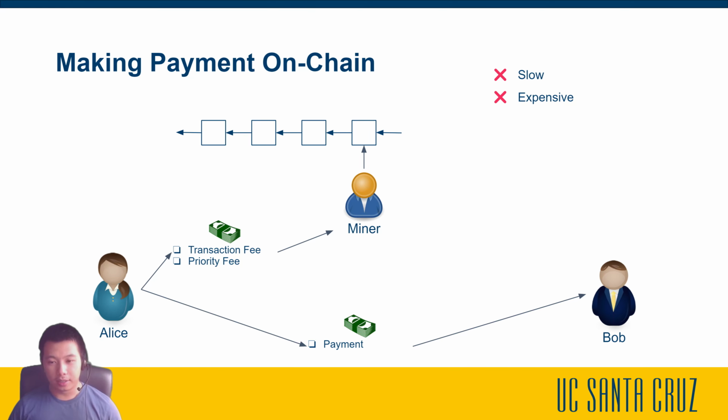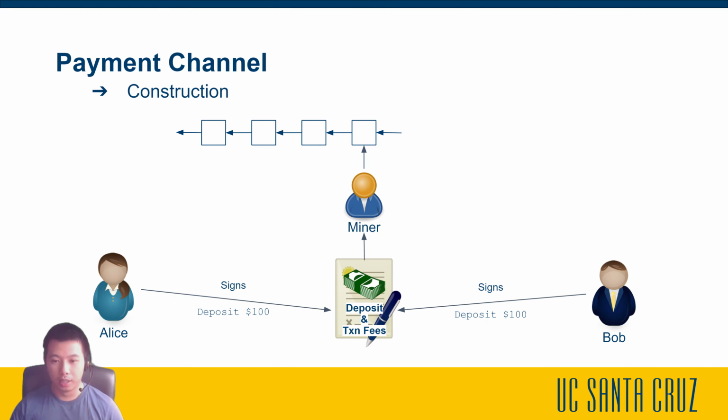This is slow because Bob would have to wait for some number of confirmations before being able to spend his money. And it's expensive because every on-chain transaction requires a transaction fee. To avoid these issues, Alice and Bob can make use of a payment channel which allows them to transact off-chain.